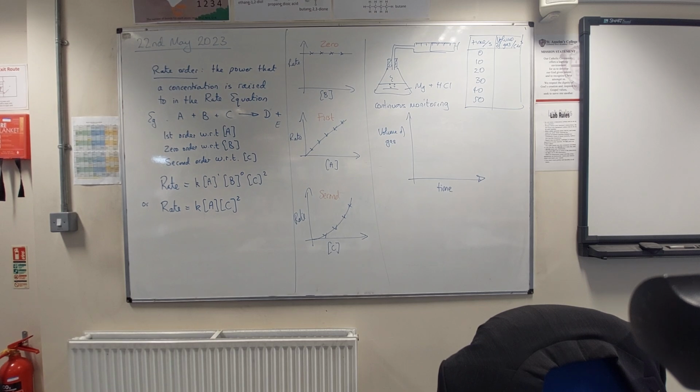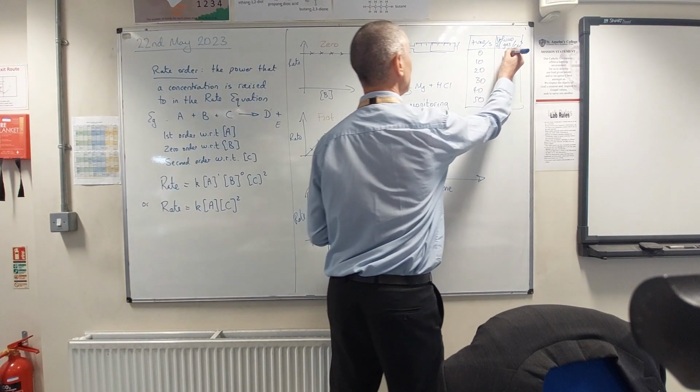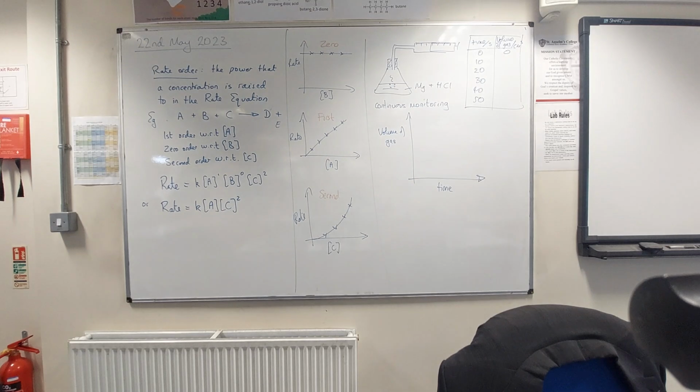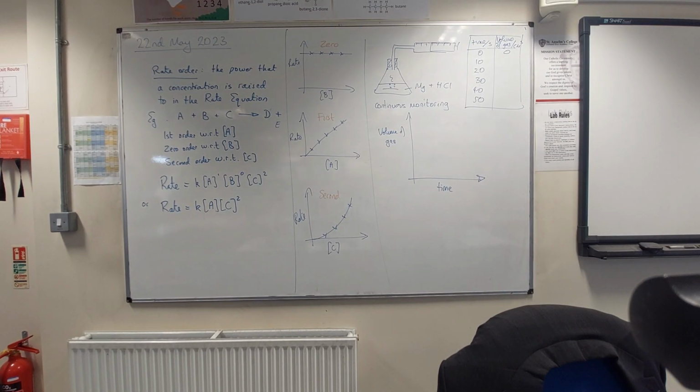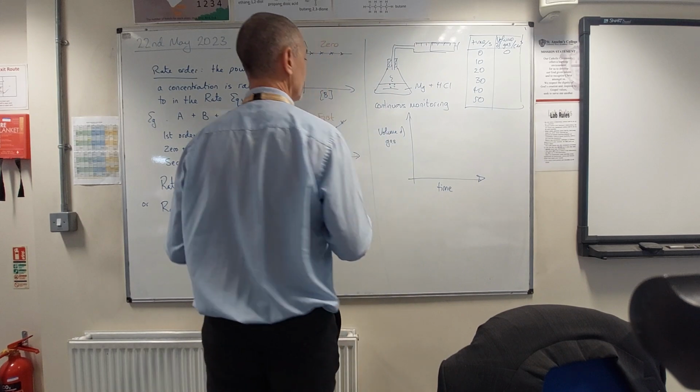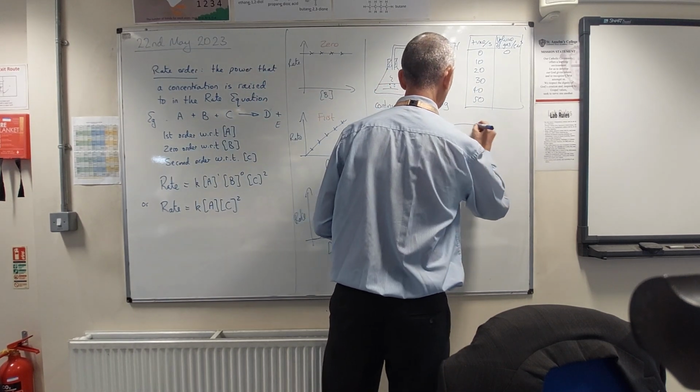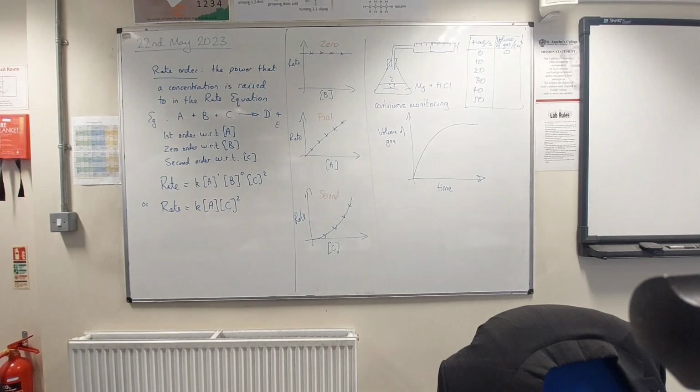Is that it? Still starts at the origin, yeah? Because when I have 0 time, I'll have 0 volume of gas, yeah? So we're going to start at the origin. That's lovely. That's the wrong way around. That's definitely not right. Okay, so usually we get a graph like that.